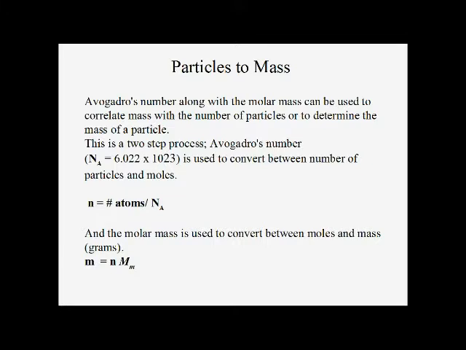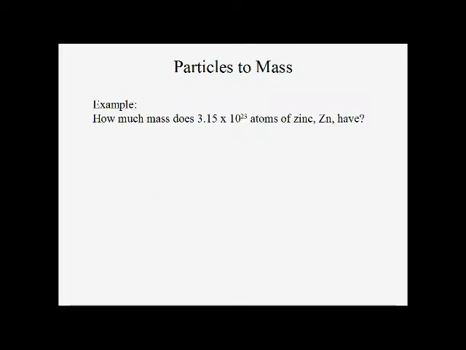On this one, we're going to be combining two processes together. So we can go from atoms to mass by combining the process of going from atoms to moles, and then using the molar mass to go from moles to mass. So if we have 3.15 times 10 to the 23rd atoms of zinc, how many grams do we have? How much mass do we have?